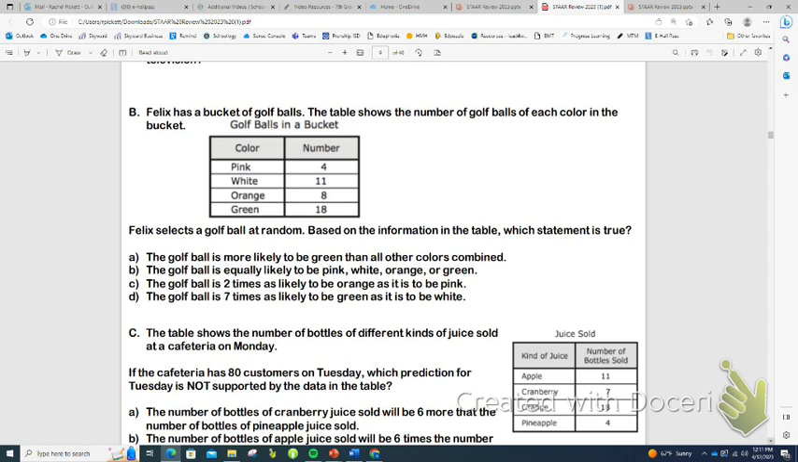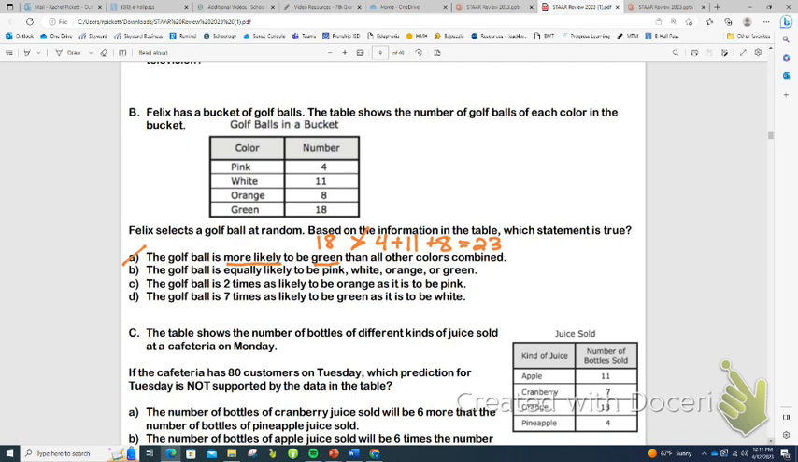A says that the golf ball is more likely to be green than all other colors combined. So let's see if that's true. There are 18 green golf balls, and that would have to be greater than all of the other ones combined. So the other colors would be 4 pinks plus 11 whites plus 8 oranges. And if we add all of that together, well, 4 plus 11 is 15, and 15 plus 8 is 23. Well, we can see that 18 is not greater than 23, so that answer choice is not correct.